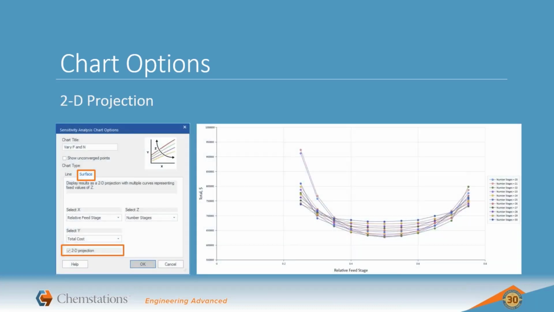When the 2D projection option is checked in surface, the recorded variable is instead plotted in 2 dimensions to show the effect of changing the first independent variable for fixed values of the second independent variable. Before the implementation of the surface chart in this version of ChemCAD, this chart was the only chart type available for visualizing the results in ChemCAD 7 and earlier when varying 2 independent variables.